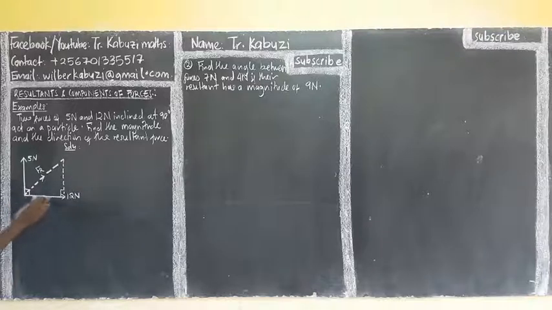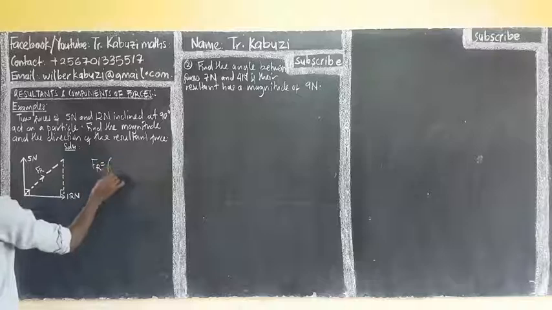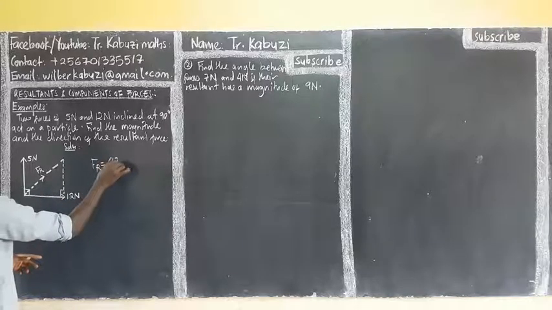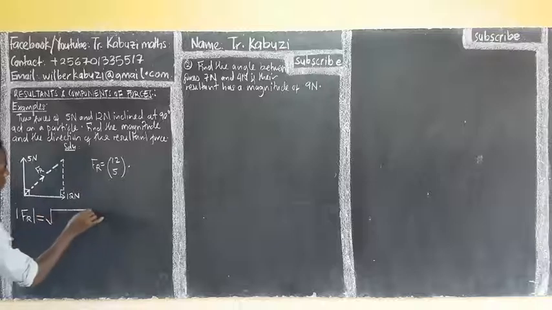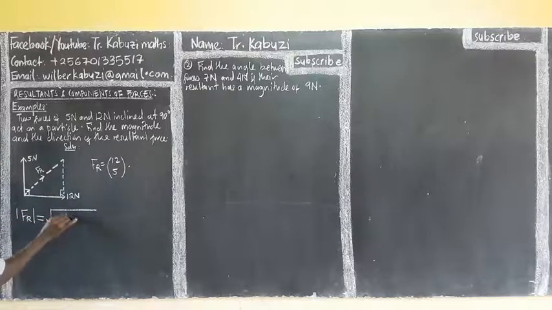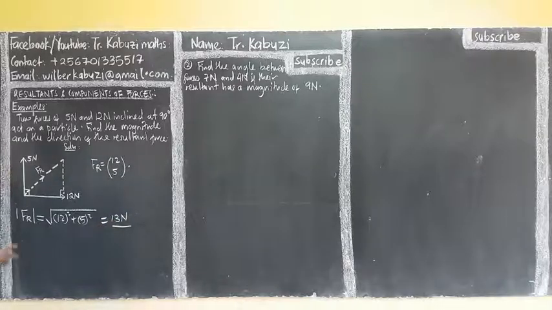This one is going to be our horizontal, this one is going to act as our vertical force. So our FR is going to be given by the 12, then the 5. My FR magnitude is going to be the square root of 12 squared plus 5 squared, and I think this one is going to be 13 newtons. So that is the magnitude of the resultant force.